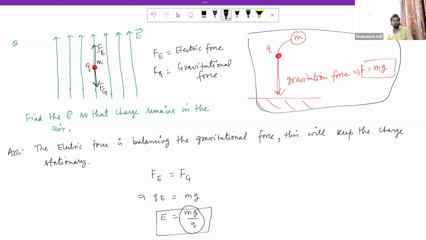Is this thing clear to you? Is this question clear? Yes, sir. Okay, then please note it down and then we'll stop. So please note it down. Okay, sir.